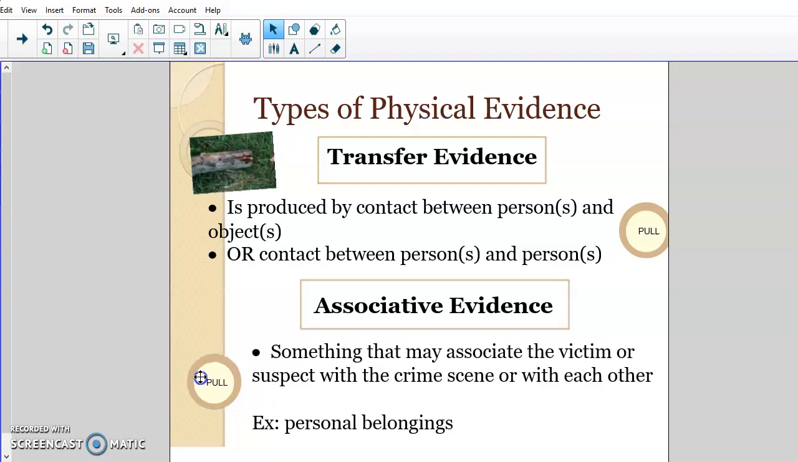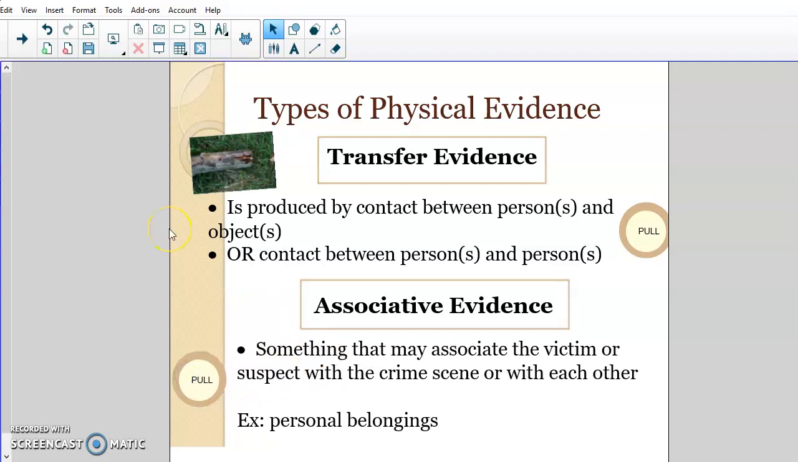And then the last one is what we call associative evidence. Associative evidence is something that might associate the victim or the suspect with the crime scene or each other. A lot of times this is not common evidence to find, but when you do, it's kind of like your lucky day. It's like, hey, this person left their driver's license at the scene of the crime. Their wallet fell out when they were fleeing the scene. Or they wrote a nasty email that their name was signed on to the suspect before something happened. Or a bank card was left at a robbery, or different things like that.